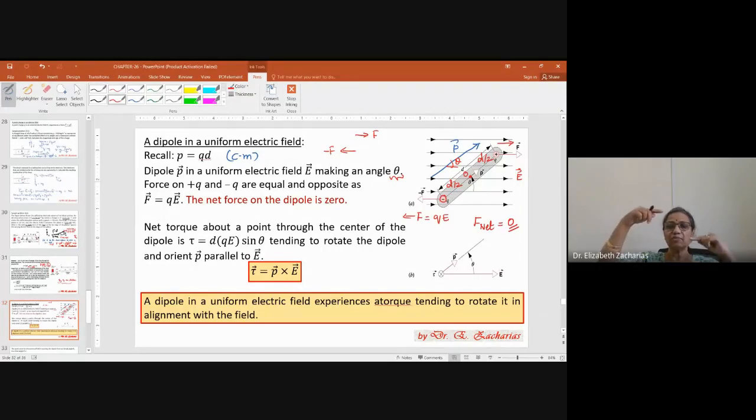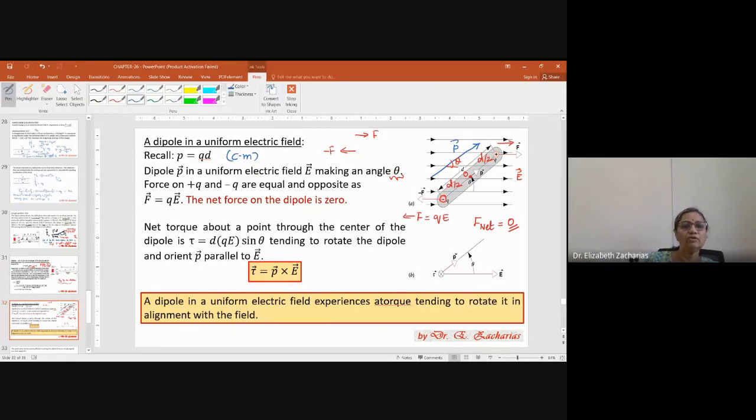As a result, they will turn the dipole. The dipole is initially like this, but because of the torque, it will turn. And what will it do? It will turn the dipole and make it parallel to the electric field. Did you understand this? The turning effect of a force is called a torque.